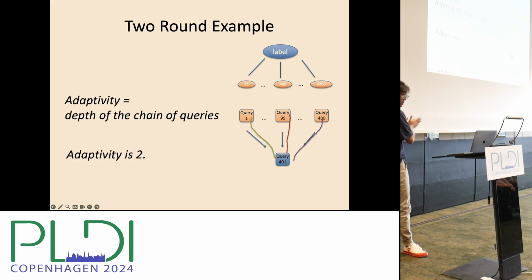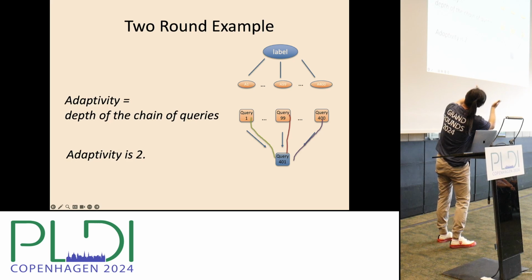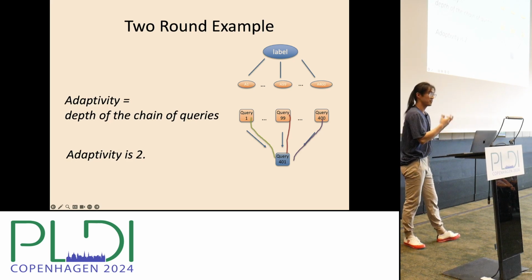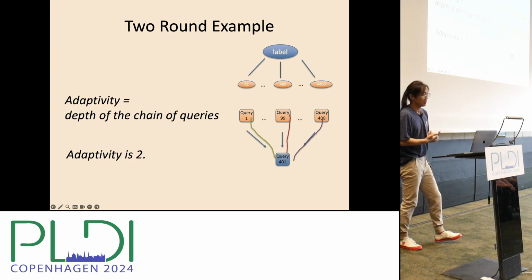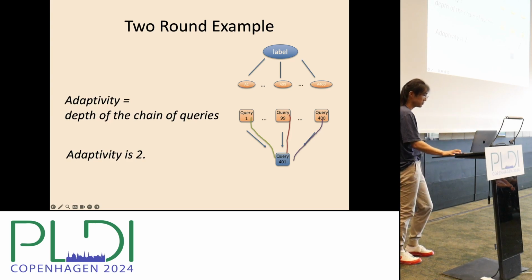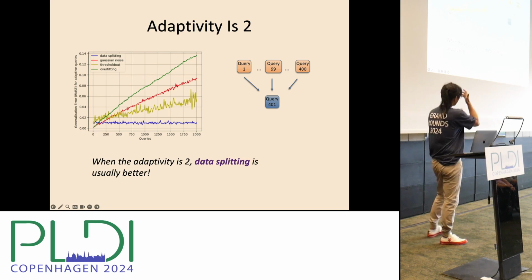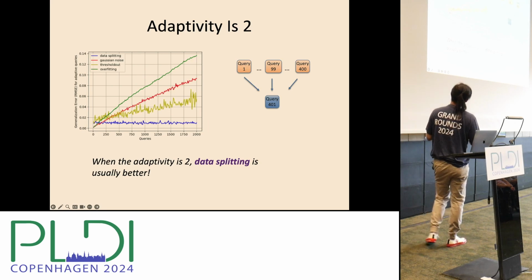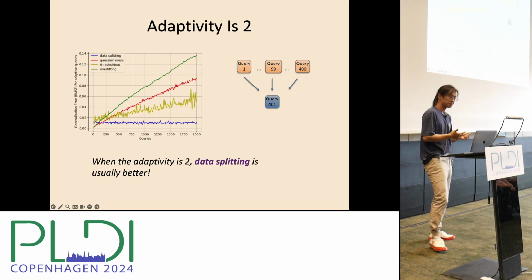If we go back to the definition, adaptivity is the depth of the chain of queries. In these graphs, we have many chains of queries, in different colors. In this case, all of the chains have the same depth of two, so the adaptivity is 2 here. That's the reason we call it two-round. We did some experiments on this example, fixing the data size and changing the number of queries, and it shows that in most cases, data splitting is usually the better one.